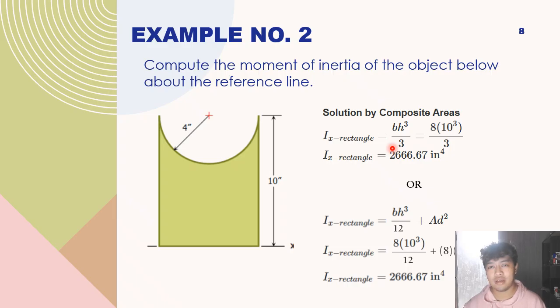And then we also have, or we can do, a computation of the moment of inertia using the formula for the moment of inertia of the rectangle with respect to, or in reference to, the centroid. But since our reference line here is going to be at the bottom of the rectangle, what we have to do is to still use the transfer formula. So, which means we have to add Ad squared. So that is going to be our full formula for the Ix of the rectangle.